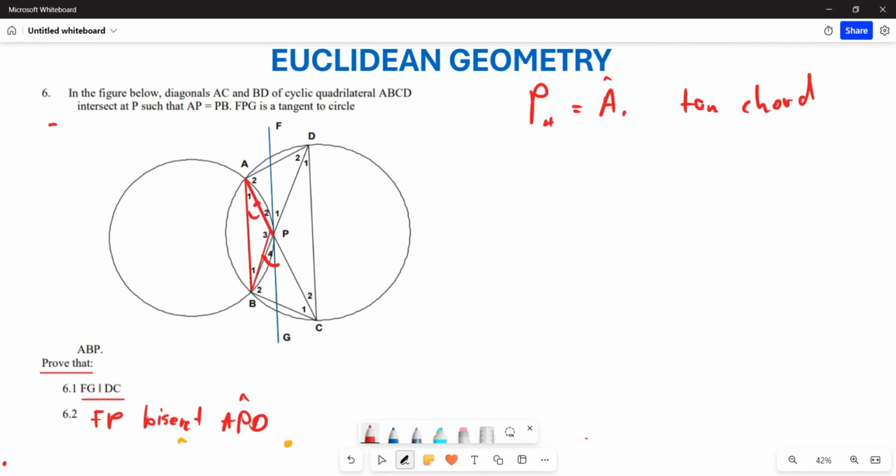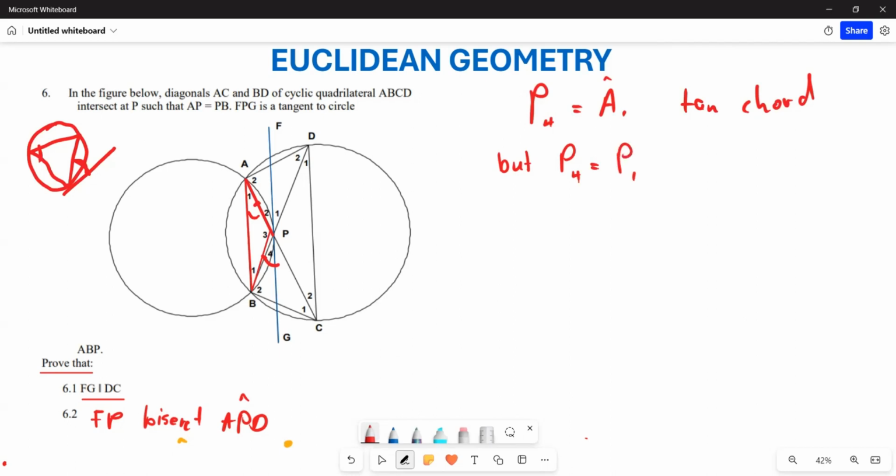Remember that from the tan chord theorem, if you have a circle, a tangent, and a triangle that touches the circumference of the circle, the angle here is always equal to that particular angle there. So that's the reason I am saying that. Now, secondly, I want you to look at this.